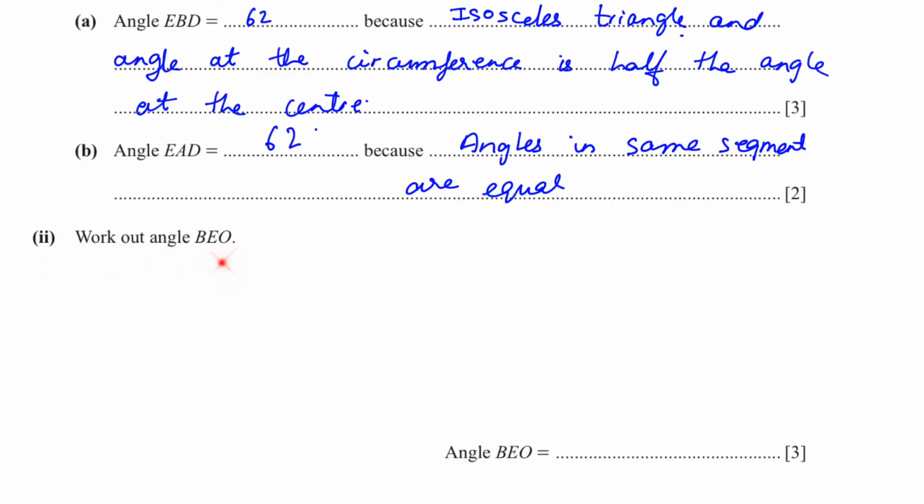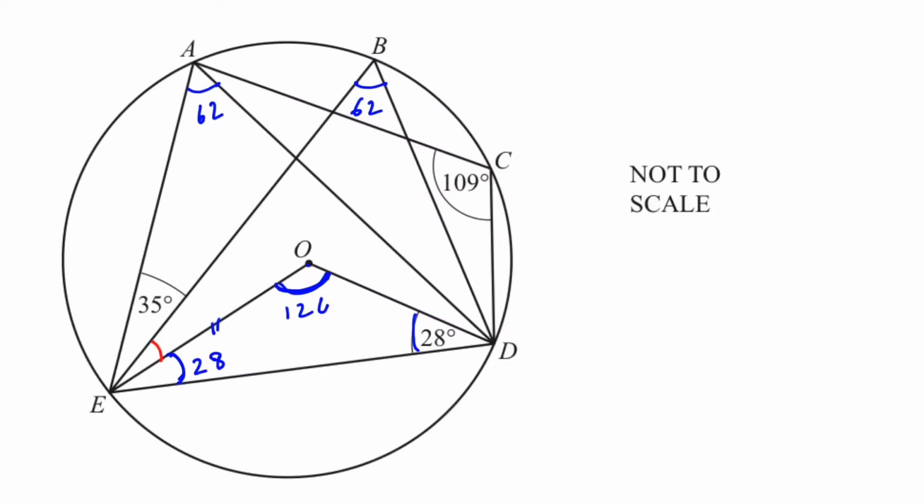Next question, work out angle BEO. So we need to find this angle BEO. This is a cyclic quadrilateral. A, C, D, and E is a cyclic quadrilateral because it's a quadrilateral and all its vertices are touching the circle. In a cyclic quadrilateral, the opposite angles equal to 180. So this angle here and all these angles equal to 180. Therefore, angle BEO will equal to 180 minus 109 plus 35 plus 28. You will get 8. So this is 8.